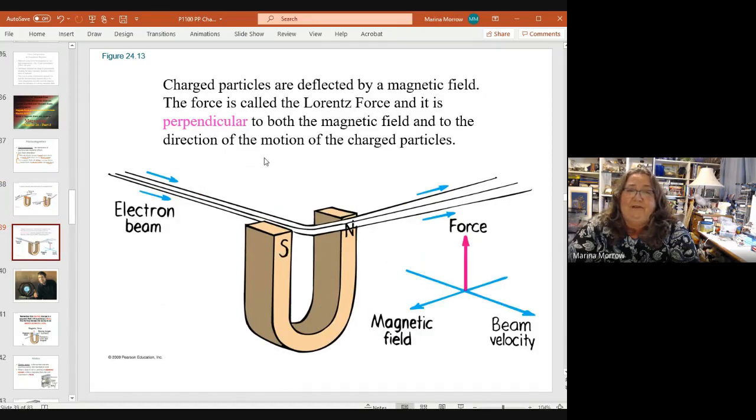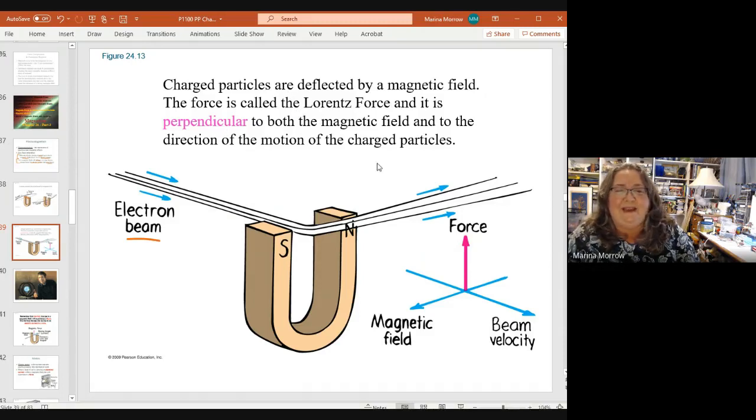Now, the particles don't have to be in a wire. They can just be free moving particles. So a beam of electrons could move towards a magnet and they would be pushed upwards. Now, this is part of what's called the Lorentz force, which your book doesn't bring that name in when it's discussing this on page 630 or so, but that is one of its names, the Lorentz force.